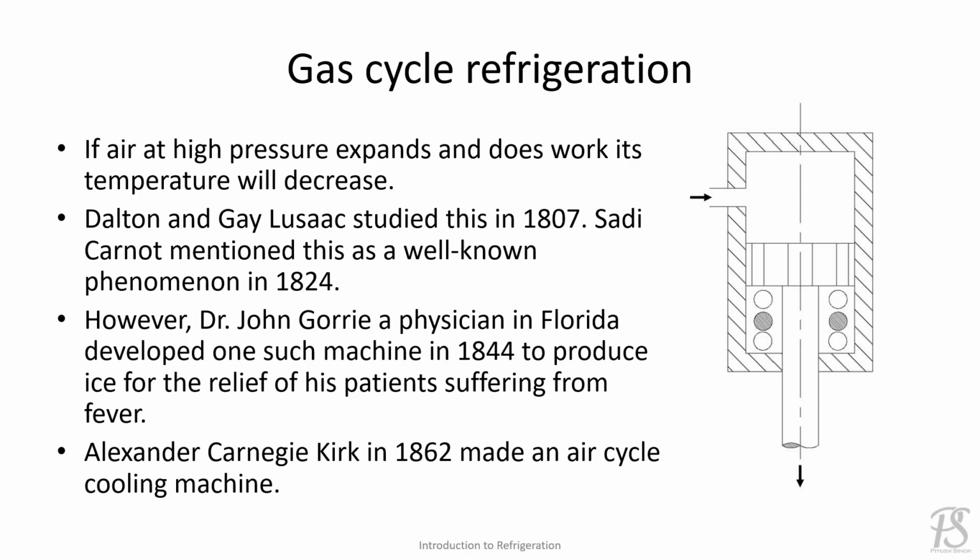So, if air at high pressure expands and does work, its temperature will decrease. Dalton and Gay-Lussac studied this in 1807. Sadi Carnot mentioned this as a well-known phenomenon in 1824. However, John Gorrie, a physician in Florida, developed one such machine in 1844 to produce ice for the relief of his patients suffering from fever. Alexander Kirk in 1862 made an air cycle cooling machine.